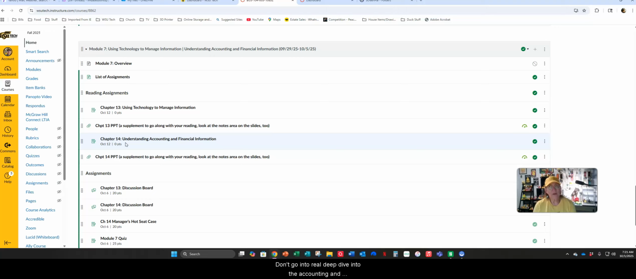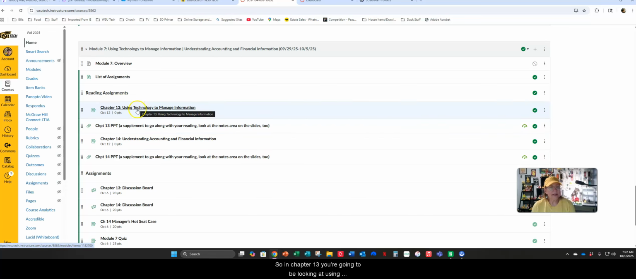Don't go into real deep dive into the accounting and financial information. It literally just scratches the surface. We do have accounting classes. So if you're interested in learning more about the accounting process, what your accountant would go through, even if you don't want to be the accountant, it's always a good idea if you own a business that you understand how those different areas work. So again, if you want more, we do have classes that carry on over. And some of them are 8 weeks. So hey, check them out.